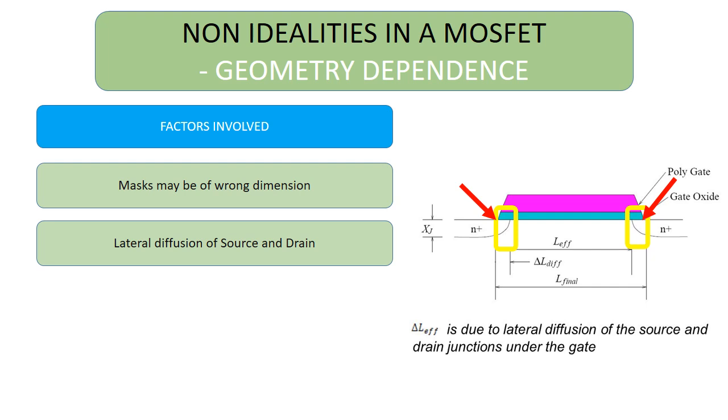So these are the non-idealities in a MOSFET which cause it to deviate from the ideal characteristics.